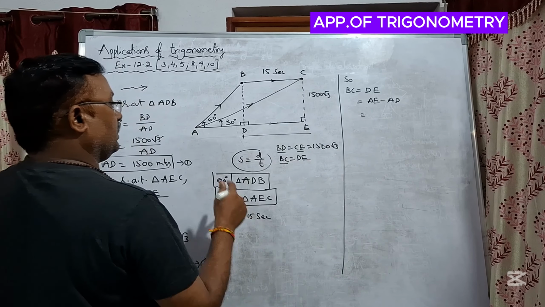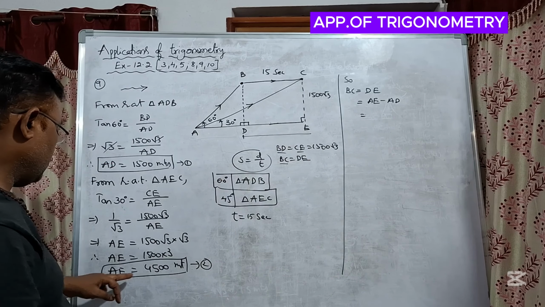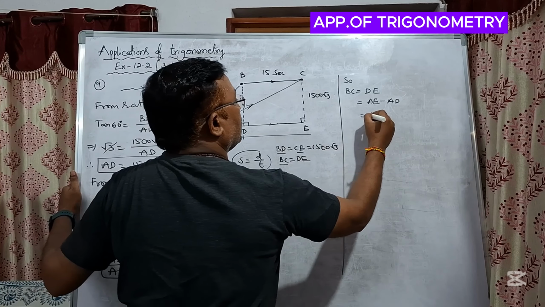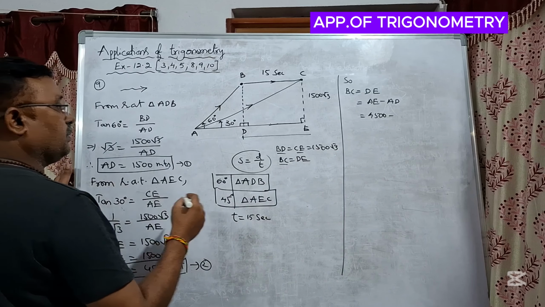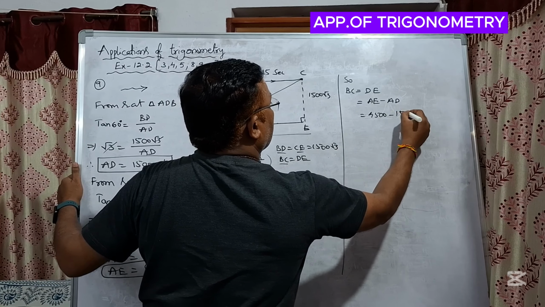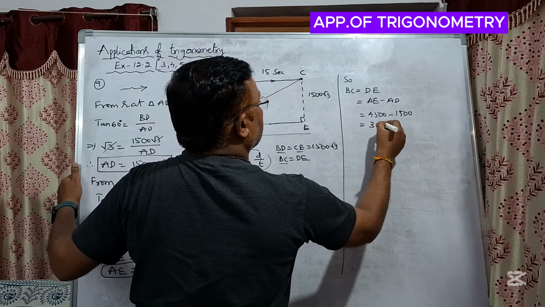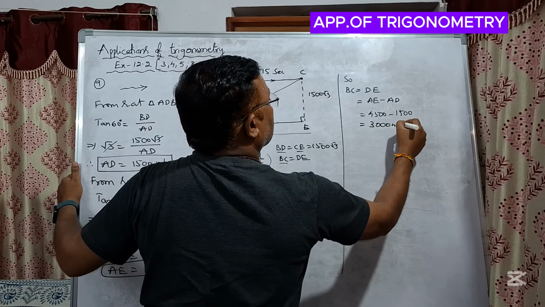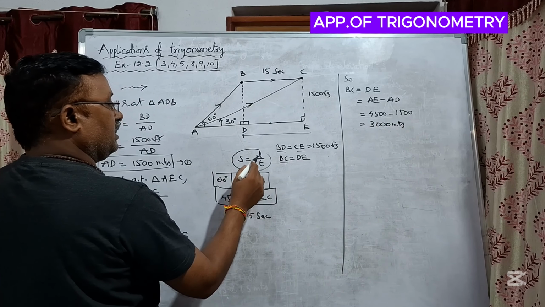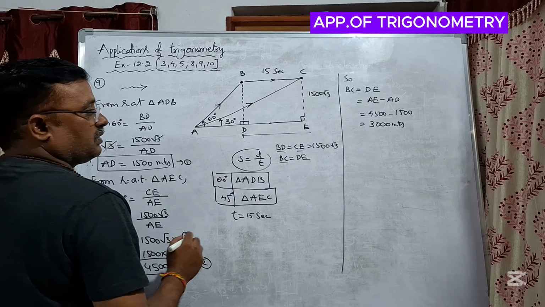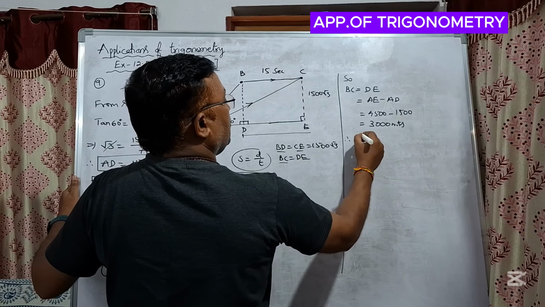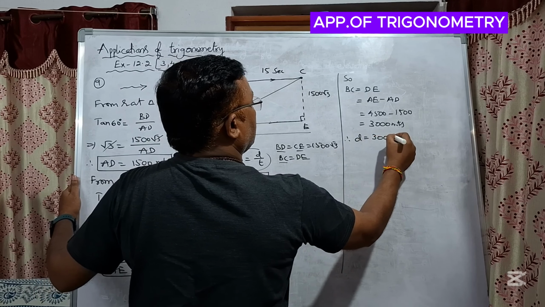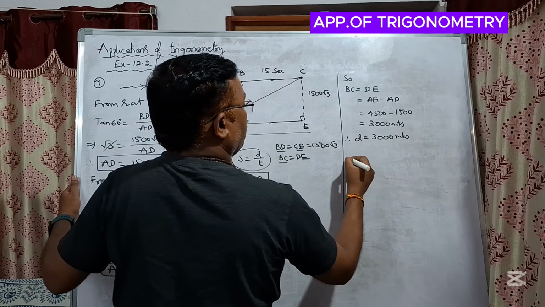AE minus AD. Understood? AE minus this part AD. That equals the AE value, how much we got? 4500 meters, minus the AD value, how much we got? 1500. This is equal to finally 3000 meters. That one is the distance traveled by the jet. Okay, therefore D is equal to 3000 meters, that is the distance traveled by it.